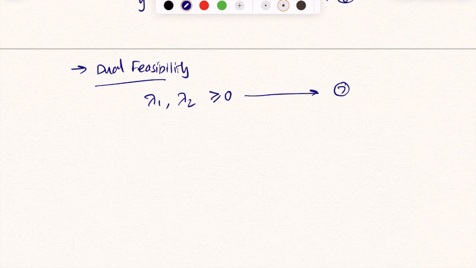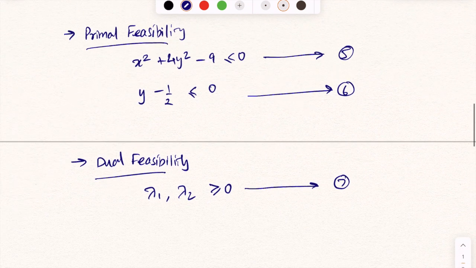you have 2 constraints. That is, case 1, constraint 1 is active, constraint 2 is active. Case 2, constraint 1 active, constraint 2 inactive. Case 3, constraint 1 inactive, constraint 2 active. And case 4, which is both constraints are inactive.